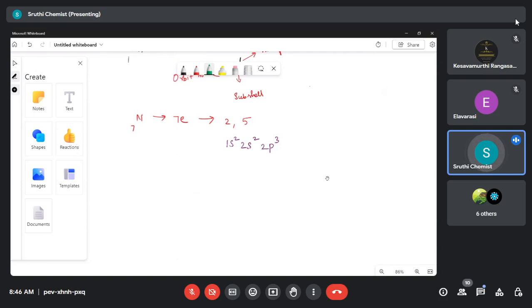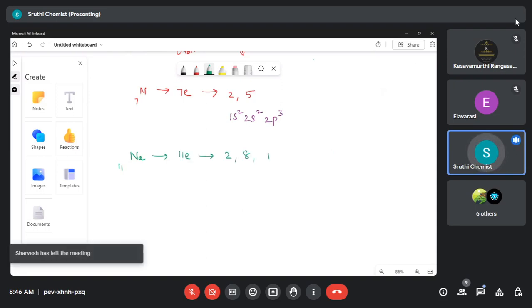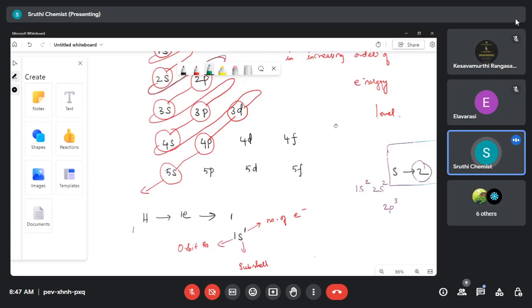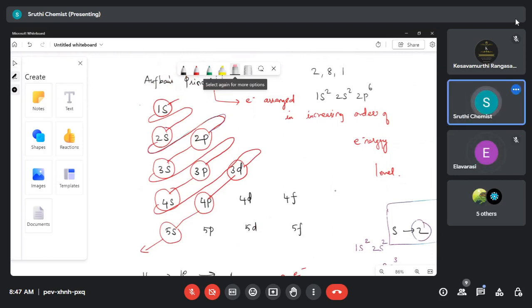We will try for some other atom. Let's take sodium, atomic number 11. It has 11 electrons. Based on the shell configuration, it is 2, 8, 1. Remember, you have 11 electrons. You have to fill the 11 electrons based on the Aufbau principle. So now tell me where I have to start. I have to start from 1s. Very good.